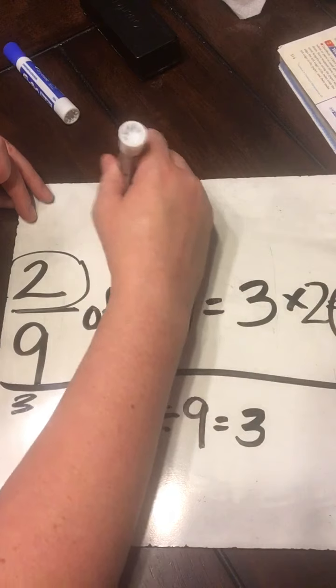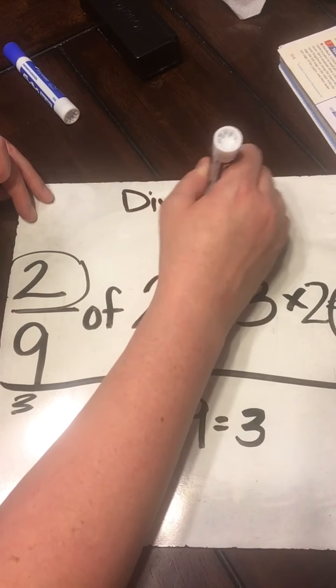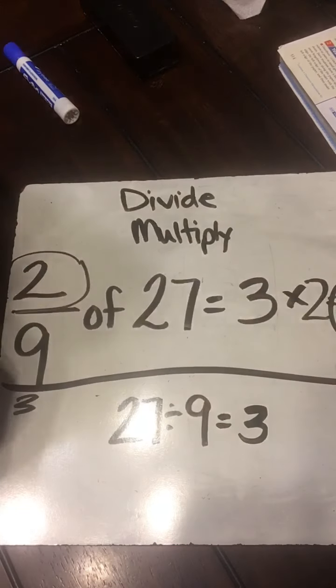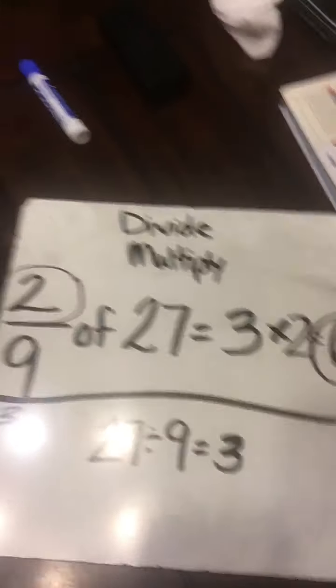All right, so here's 2 steps that you're doing on the second part. You have to divide and you have to multiply. Okay, once you get the rhythm down, it's really not that hard.